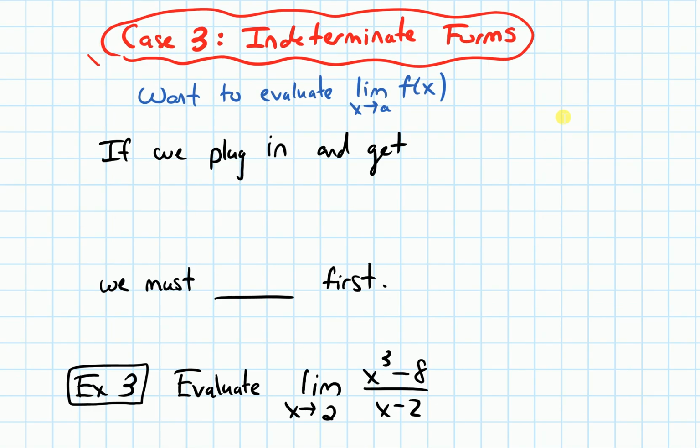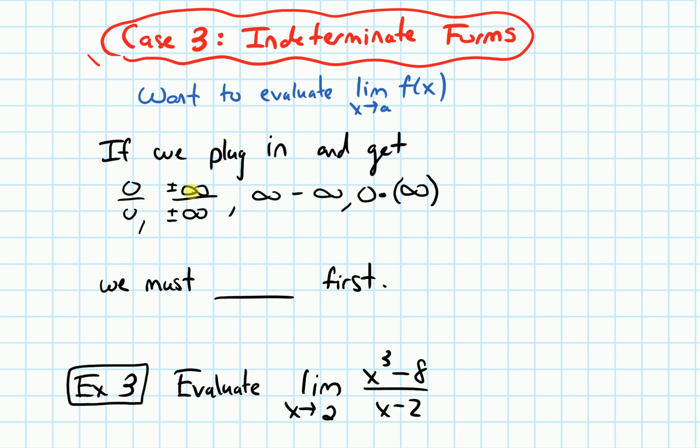Okay, so now let's go back into this actual video, which is talking about indeterminate forms. We want to evaluate a limit, the limit as x approaches a of f of x. So we always begin by plugging in. Let's say that we plug in and we get something like 0 over 0, or infinity over infinity, and maybe some of these infinities might be negative, so plus or minus infinity over plus or minus infinity, or infinity minus infinity, or 0 times infinity.